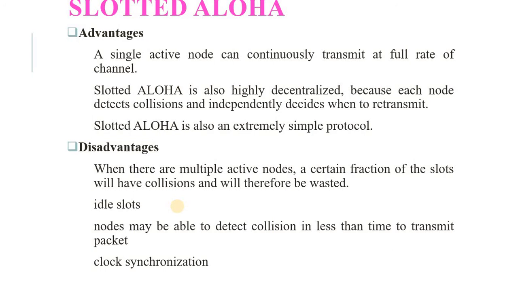The disadvantages are that when there are multiple active nodes, certain fractions of slots will have collisions and will therefore be wasted. Idle slots are also wasted, because it is possible that no one starts communicating at the start of the slot. Nodes may also be able to detect collisions in less than the time to transmit the packet, and clock synchronization is required. So these are the disadvantages of slotted ALOHA.